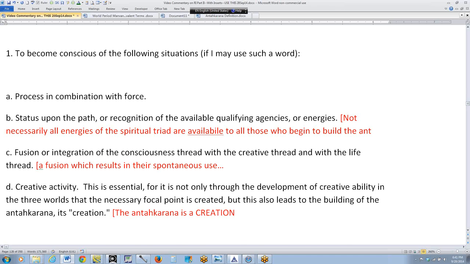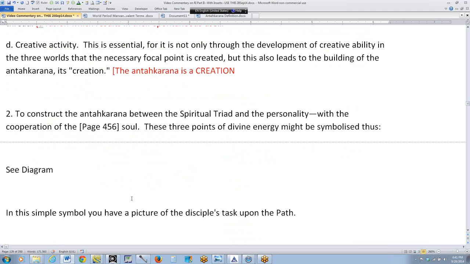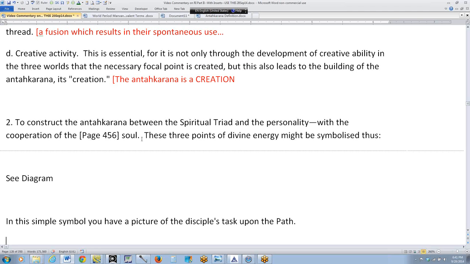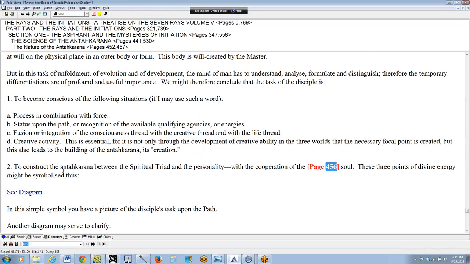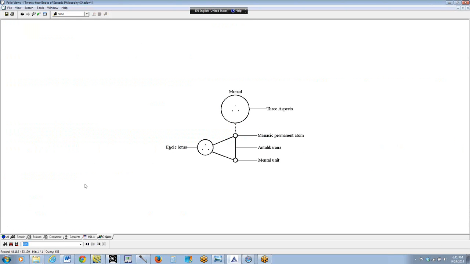Now, and then to construct the Antahkarana between the spiritual triad and the personality, well, really we're beginning with the personality, but okay, there is an evocation of the spiritual triad which helps with the cooperation of the soul through infusion or through the presence of the solar angel. These 3 points of divine energy might be symbolized thus. Now, unfortunately, I cannot copy this. I wish I could. But what I can do is to show the diagram.